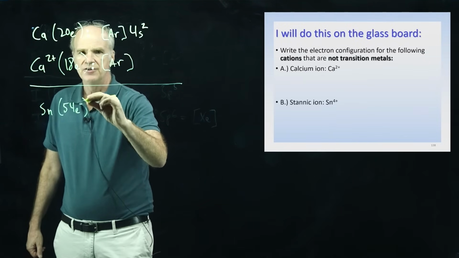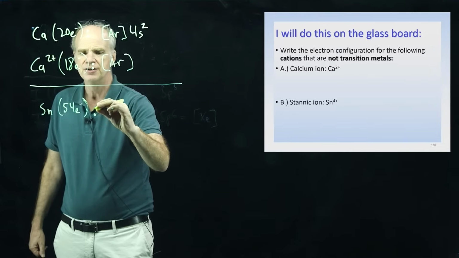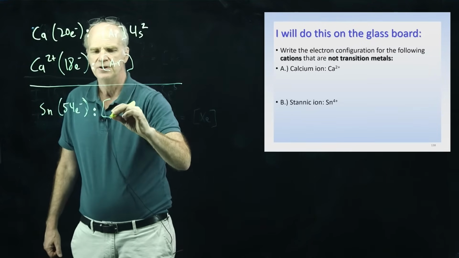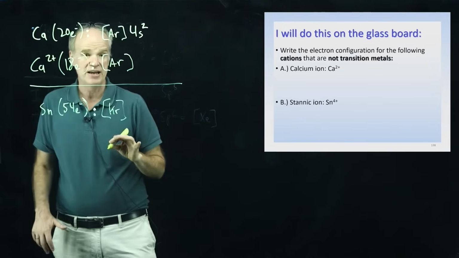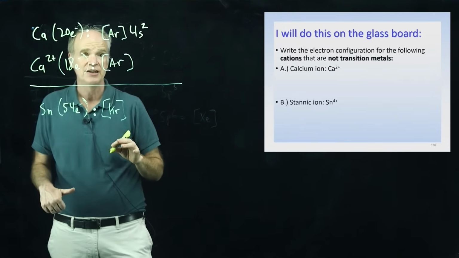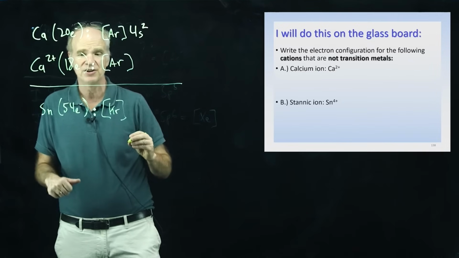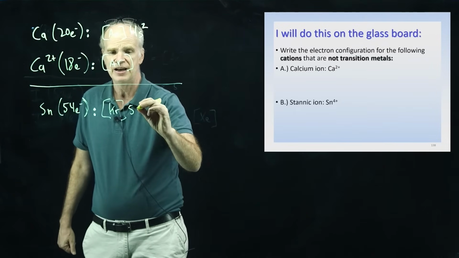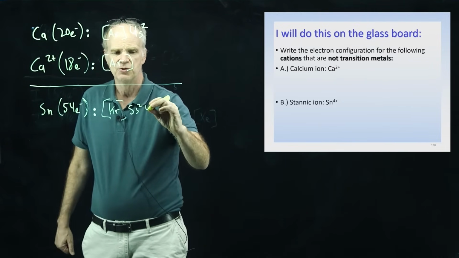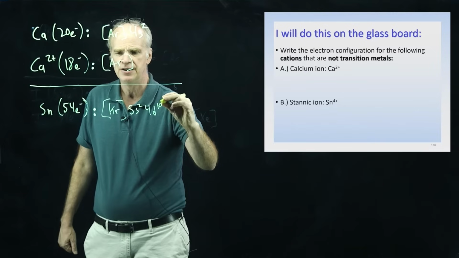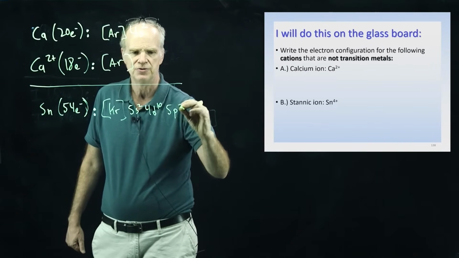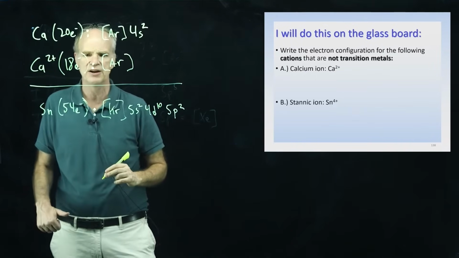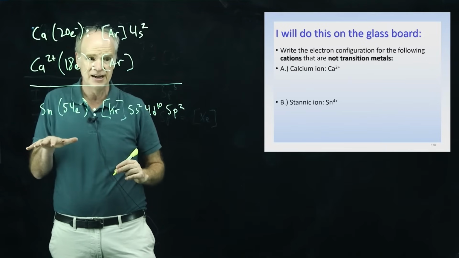Okay. And so its configuration is krypton, because that is the noble gas that just precedes it. And then, as I recall, you have 5s2, 4d10, and then you have 5p2. And so that should be the correct configuration for the unionized tin atom.